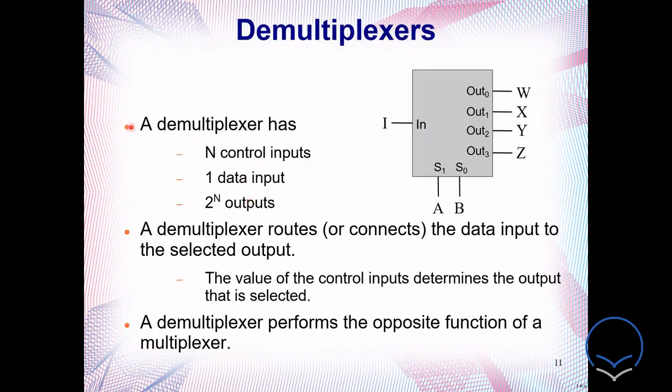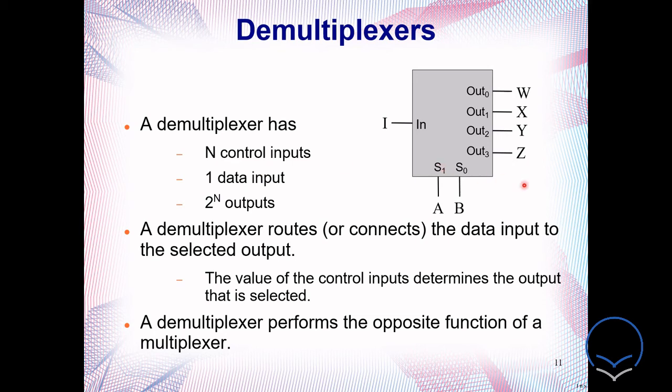Now let's start with the demultiplexer. A demultiplexer is the inverse of the multiplexer, you can say. A demultiplexer has n control inputs, one data input, and 2 to the power n outputs. In the multiplexer, we had n control inputs, 2 to the power n data inputs, and 1 output. This is kind of reversed: input and output are reversed.